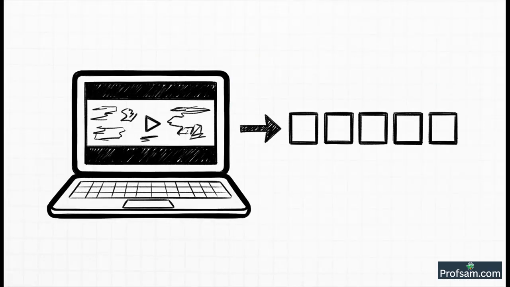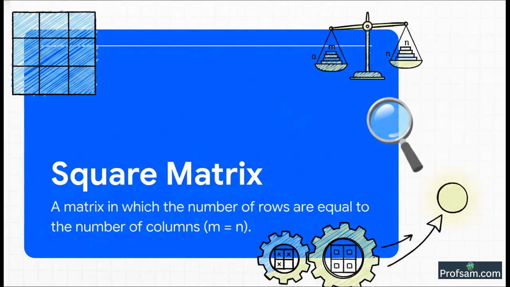And the perfect picture for this in your mind? A widescreen movie that you're watching on YouTube. It stretches across your screen, right? Super wide, but not very tall. That's a row matrix. One single row stretching across multiple columns. Simple.